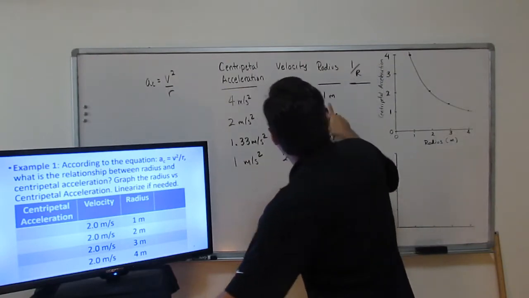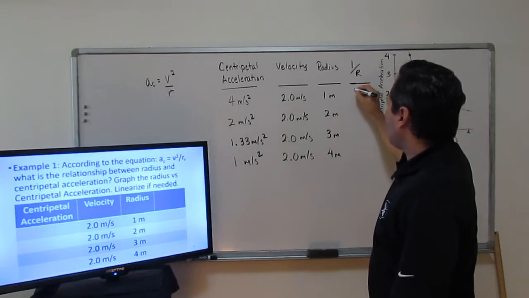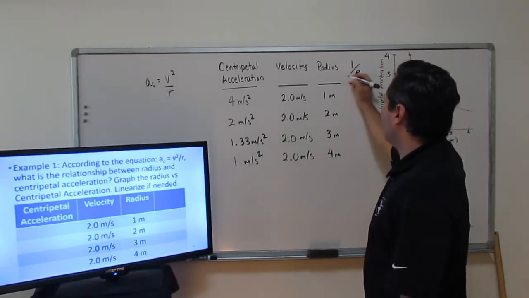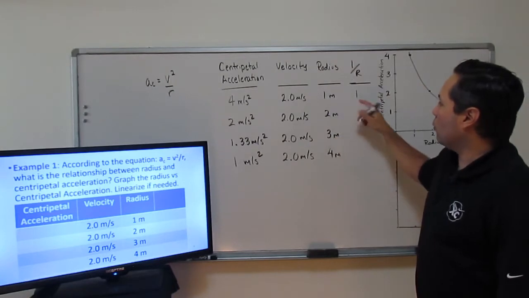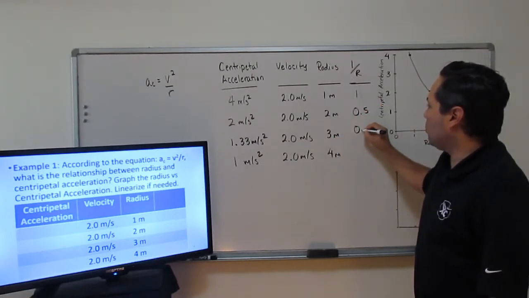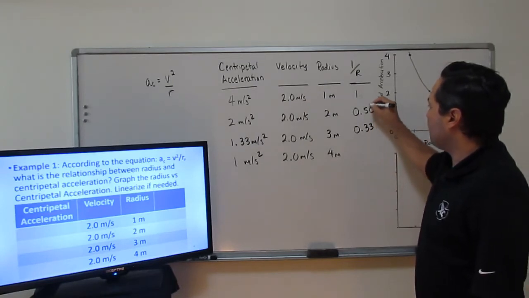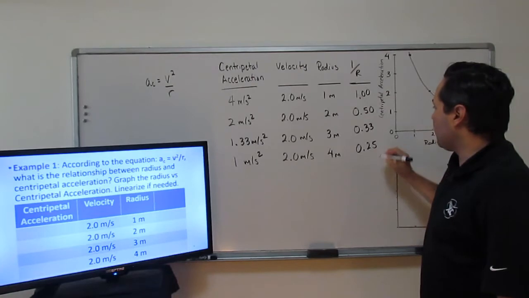Okay, so we're going to go ahead and start. The inverse of 1 would be just 1 over 1. In this case, it's just 1. Okay, next will be a 1 over 2, so that is just a 0.5. 1 over 3 is 0.33. And finally, 1 over 4 is 0.25.